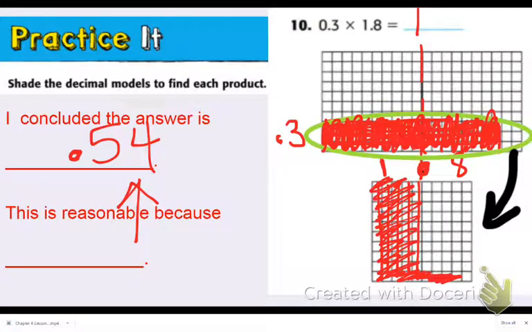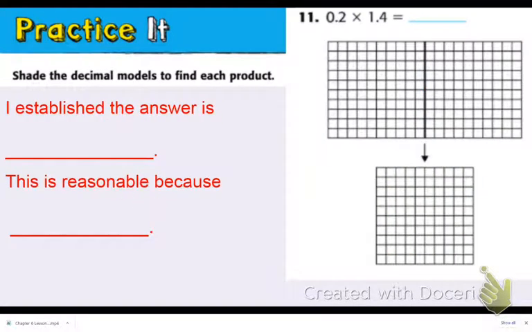These can be a little more challenging when you have something bigger than a whole and you're trying to combine it. Let's do another one. All right, we're going to shade the decimal models to find each product. Well, I'm going to go ahead and shade 1 and 4/10. So 1 whole and 4/10 of another one. So I'm going to shade in 1 full one and 4 out of the next one. And I'm going to go ahead and do that 2 times.